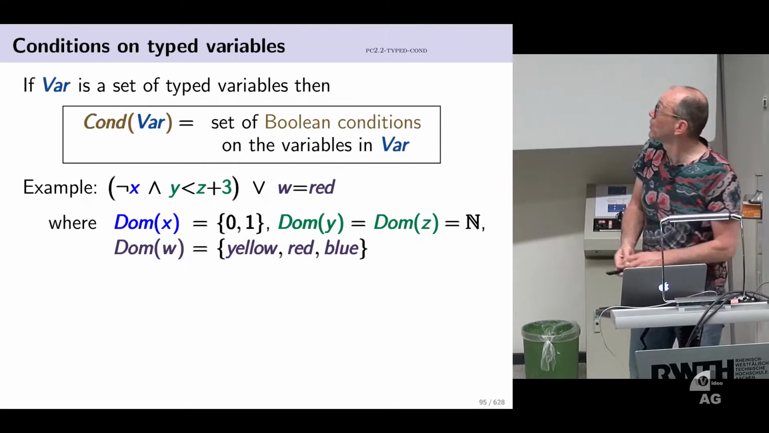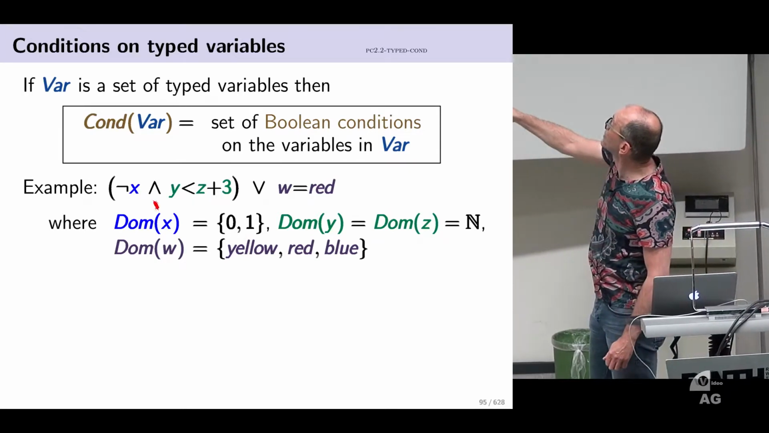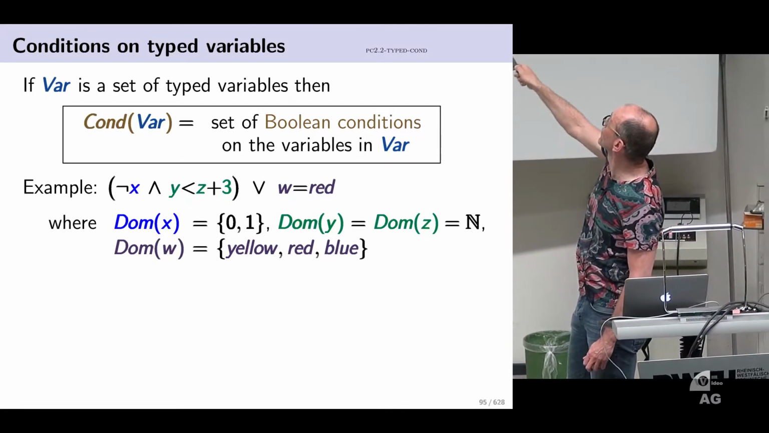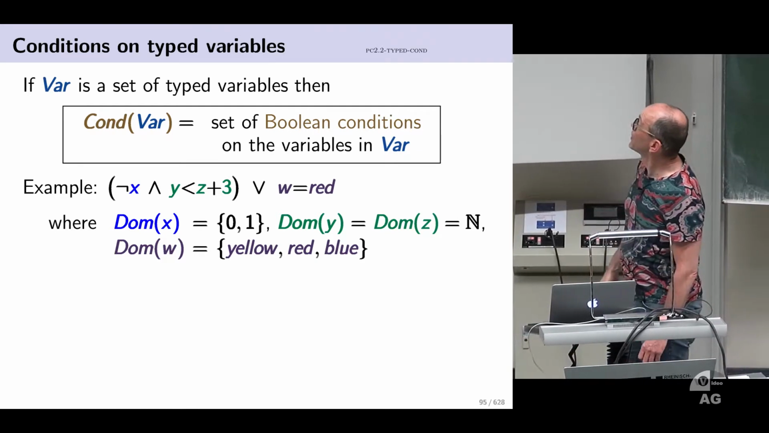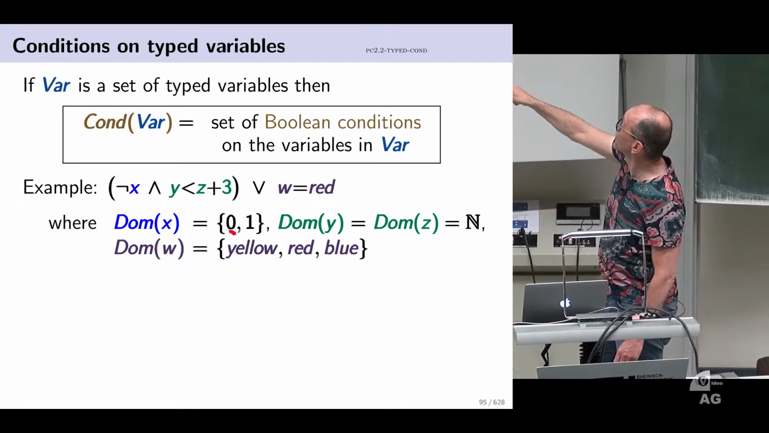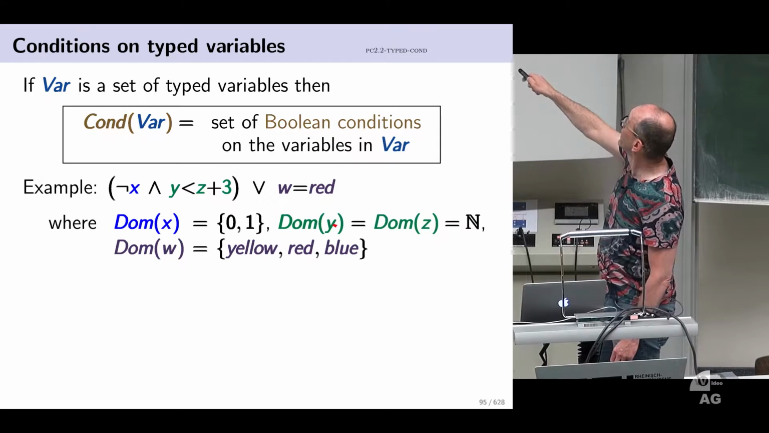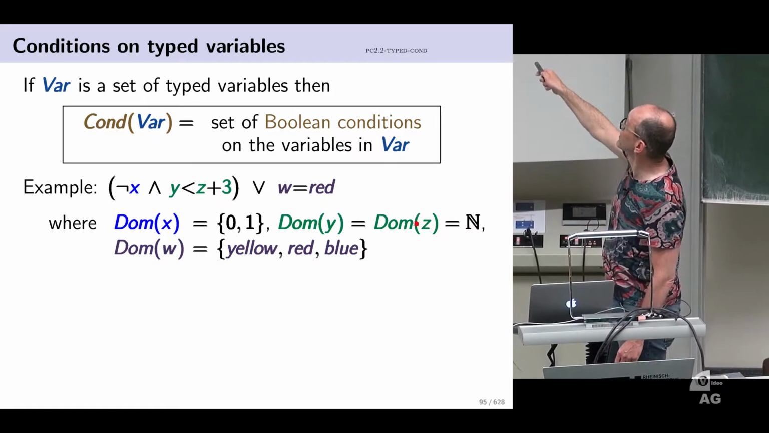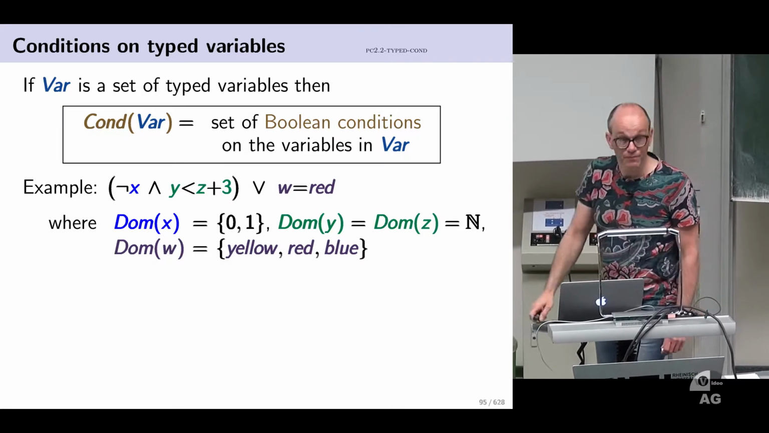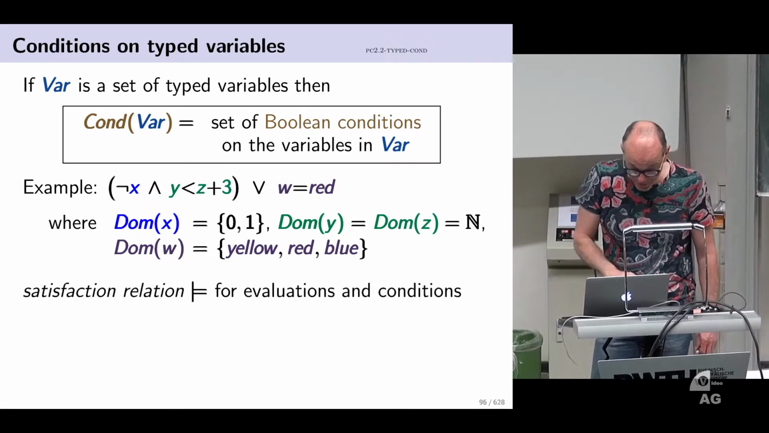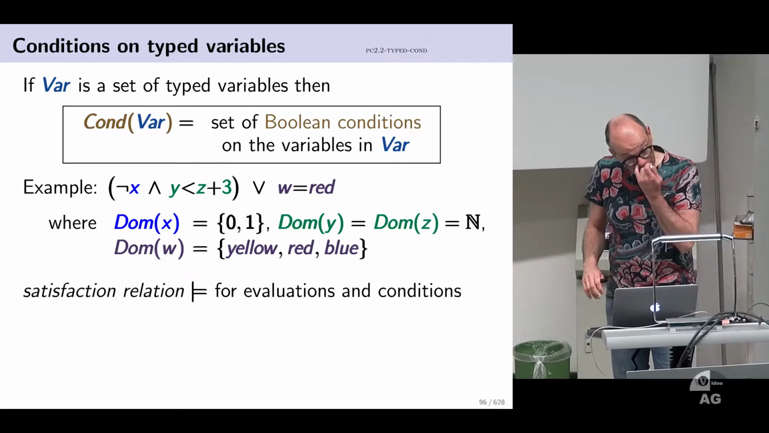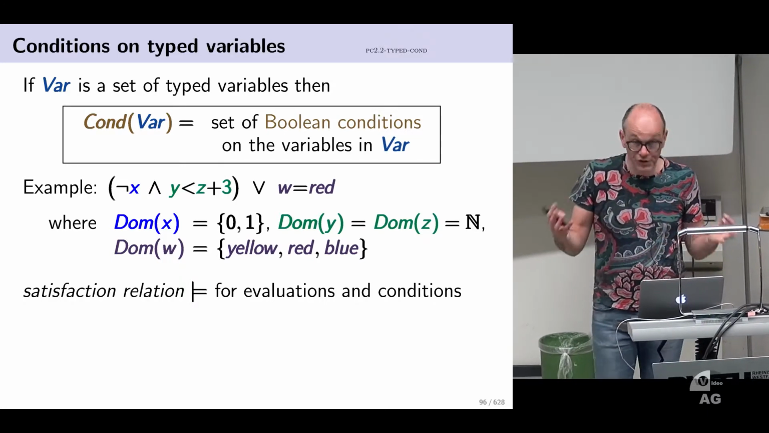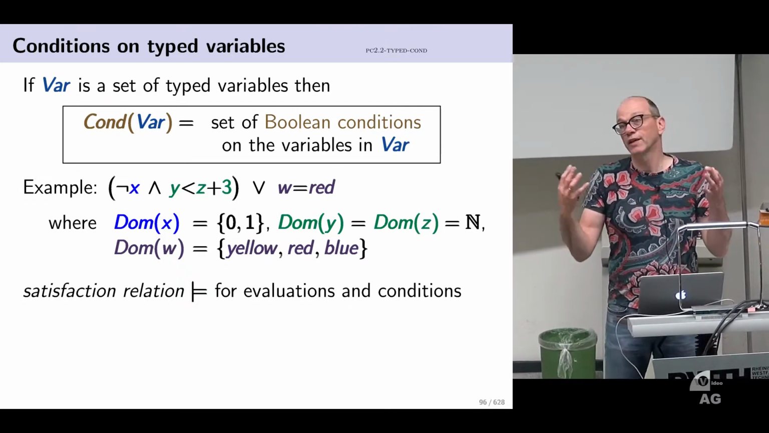So another example over here: not x and y less than z plus 3 or w equals red. Suppose that x is a Boolean variable, so the domain is 0, 1. Y is an integer, so the domain is the natural numbers. The same holds for z. And w is a color, in this case the color of a traffic light. And now what we define is we need to know for certain states whether we can take a transition.